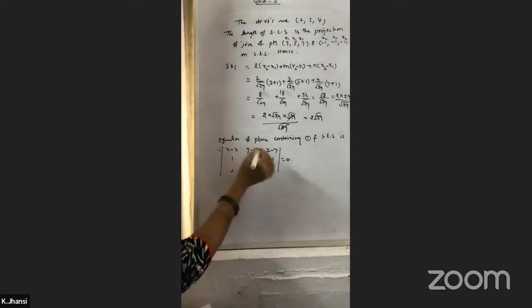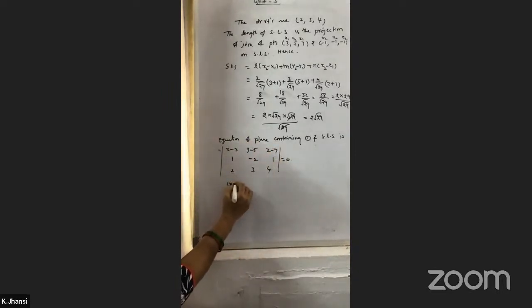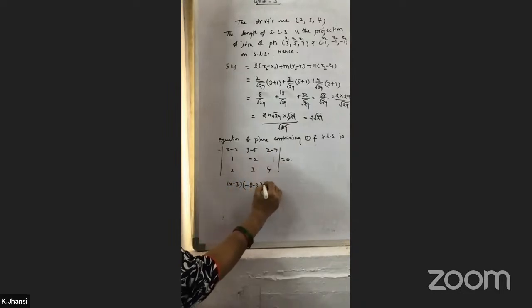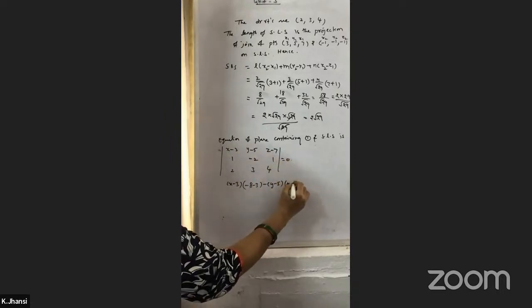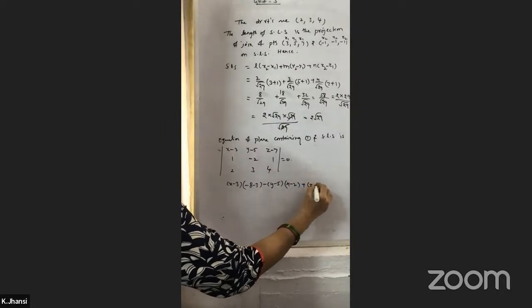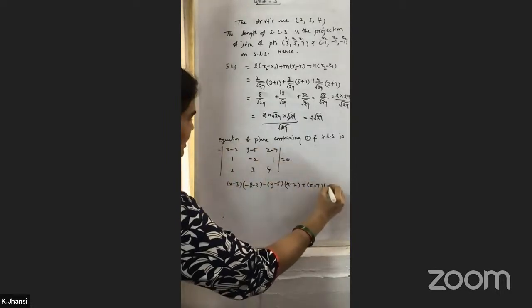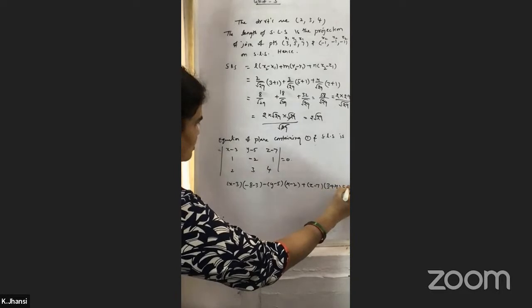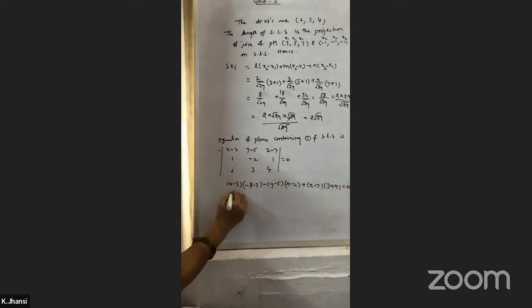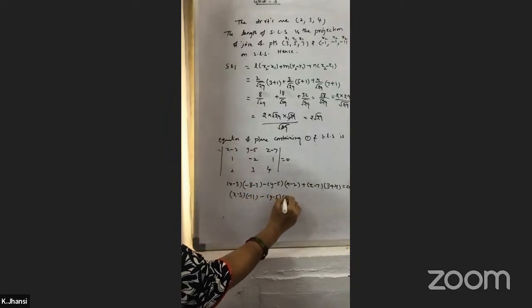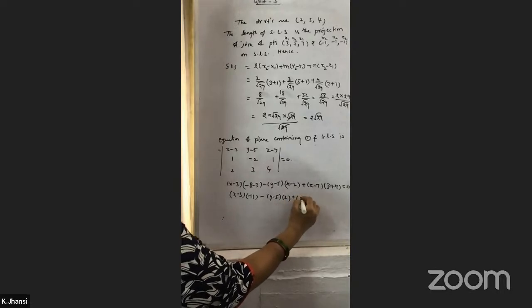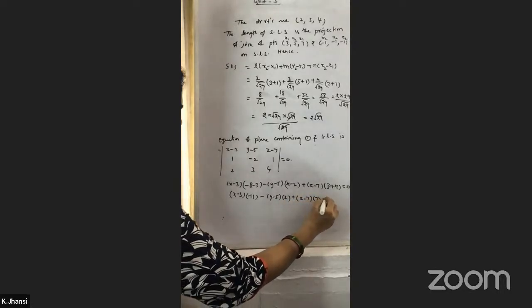So if you find the determinant of this, that is x minus 3 times minus 8 minus 3, minus of 5 minus 4 minus 2, plus z minus 7 times 3 plus 4, equals 0. So you will get here x minus 3 times minus 11, and this is 2, and this is z minus 7 times 7.